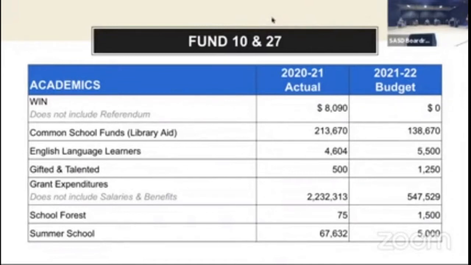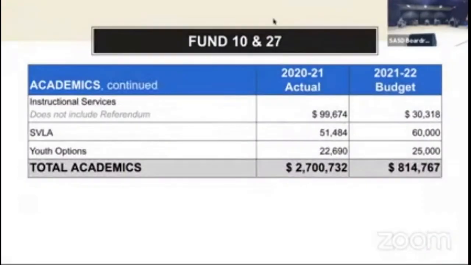Summer school looks like a big decrease, but that's just because I quoted the transportation for summer school in the transportation budget this year. Next slide, please.